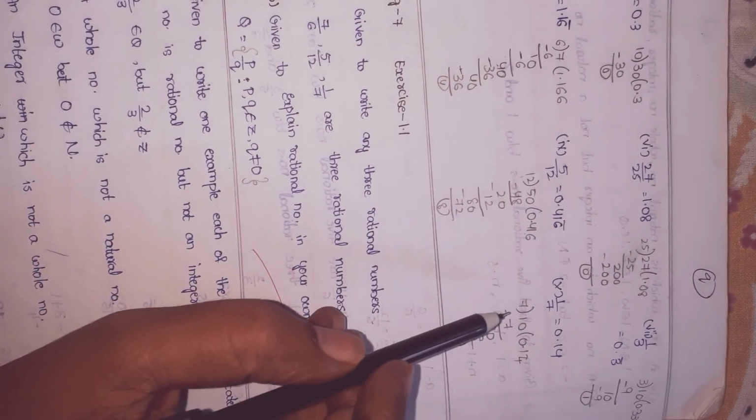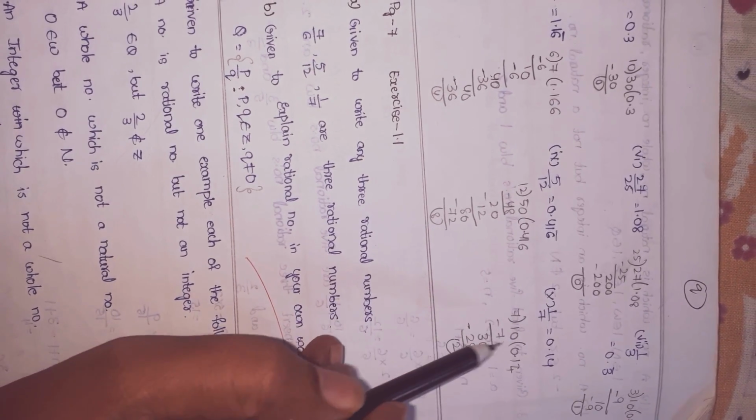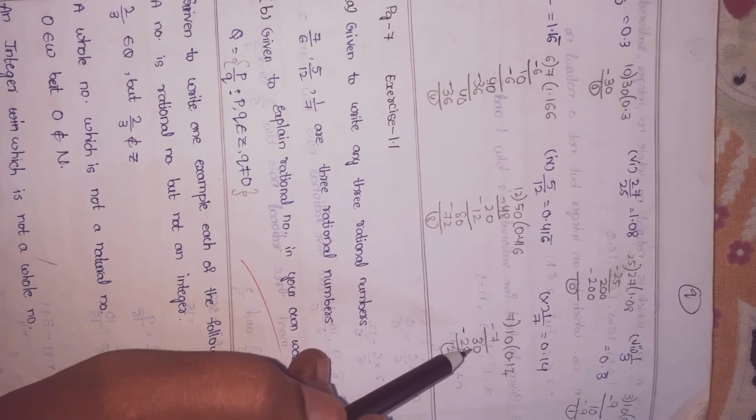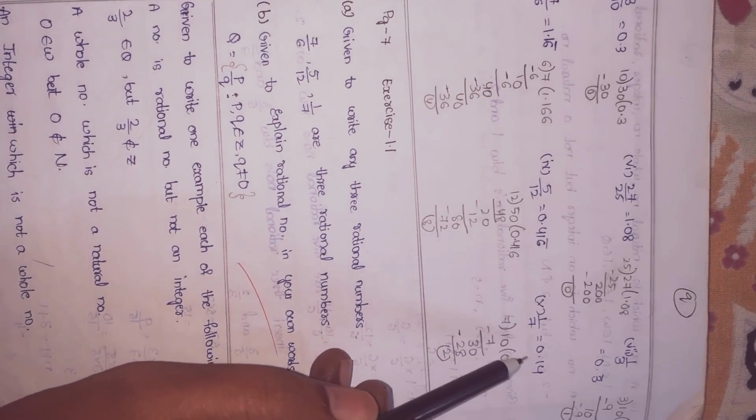Next, 1 by 7. So 7 into 1 is not possible, keep the point, means 10. 7 1s are 7, children. 10 minus 7 is 3. Already the point is there, keep 0. 7 4s are 28. Remainder is 2. Means 0.14.